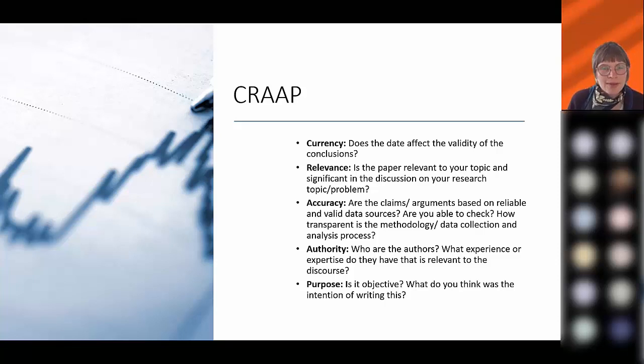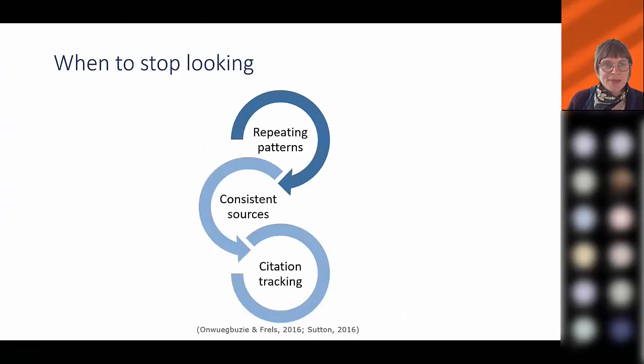Authority. Who are the authors? What experience or expertise do they have, and is it relevant to the discourse? And purpose. Is it objective? What do you think was the intention of writing this? So begin your analysis and interpretation. See if the gaps can be filled as you analyze and interpret. And this is where we start to ask ourselves when to stop looking.